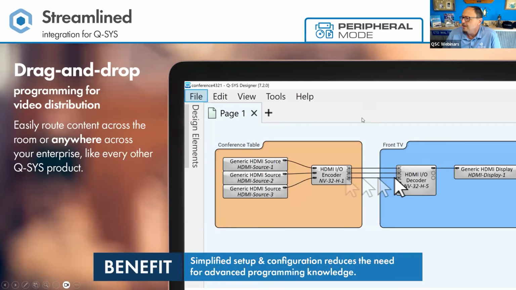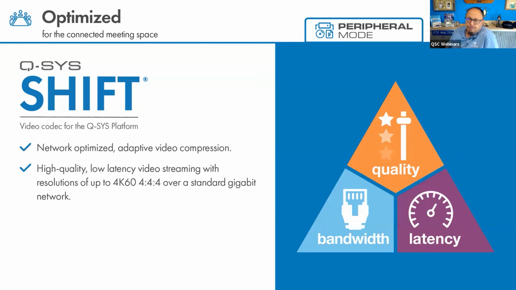But you'll see in the software, we actually have generic HDMI sources, and we have generic HDMI displays, and we wire those in, and that node tells the encoder how to configure itself and what's going on. So really easy to set up. If you can drag and drop, and if you can build a DSP file, you can build a video system in our platform. The Q-SYS Shift I was referring to earlier is our proprietary video codec on the Q-SYS platform.